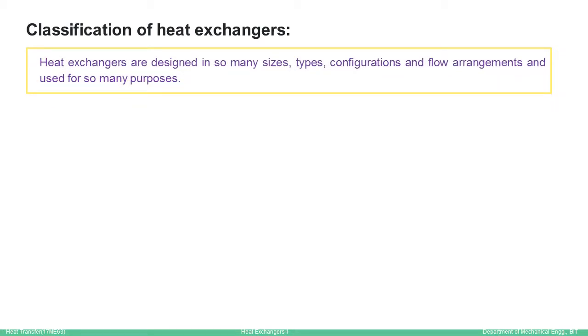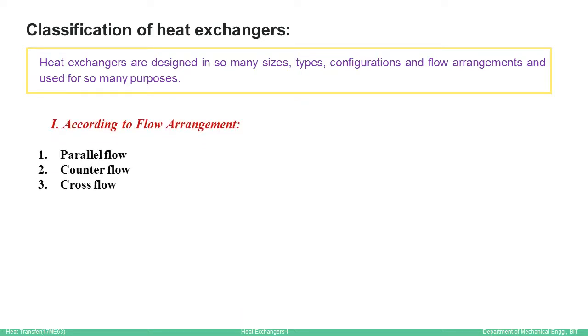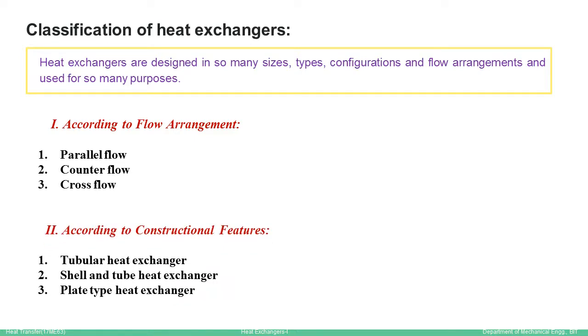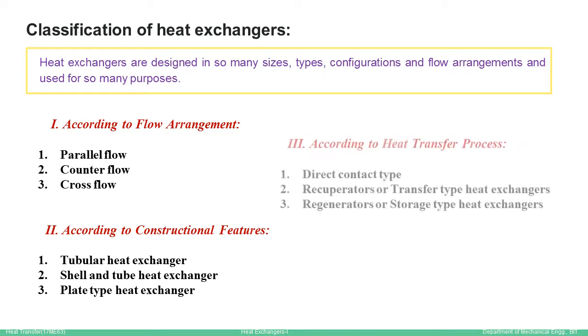Heat exchangers are available in various sizes, types, configurations, and flow arrangements, and these are used for different applications. Based on this, we have different classifications. Main classifications among them are, according to the flow arrangement, we have three types: parallel flow, counter flow, and cross flow. According to constructional details, tubular heat exchangers, shell and tube heat exchangers, and also plate type heat exchangers.